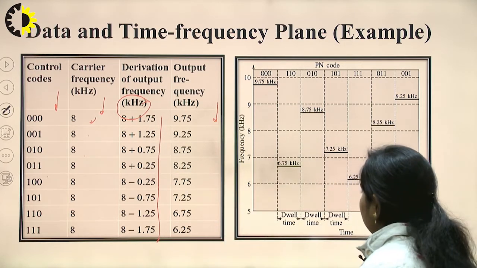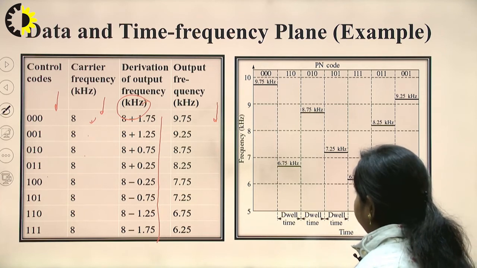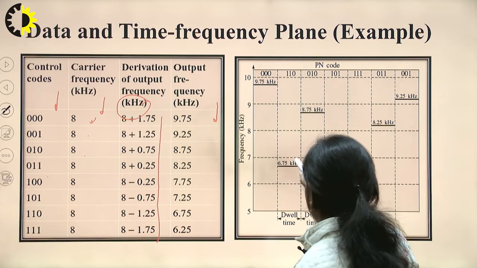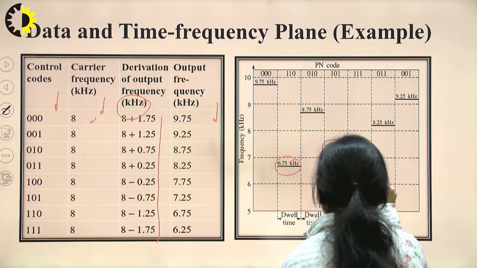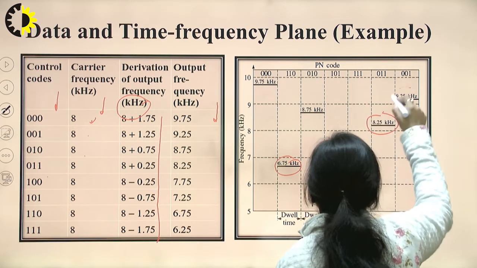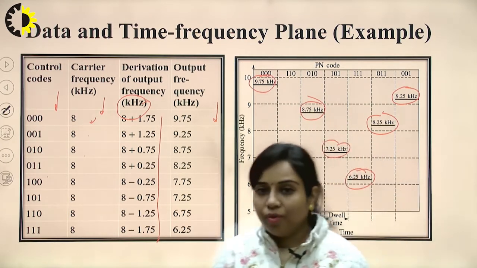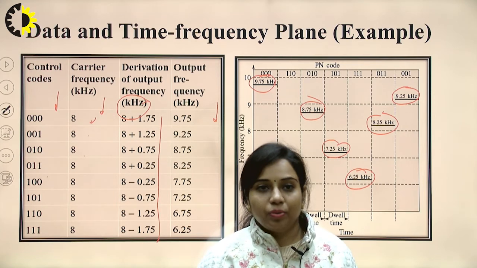So you can see that the signal is going to modulate in this frequency band, this frequency band, then this frequency band. Likewise, this is known as frequency hopping. It is going to hop from one frequency band to another frequency band.